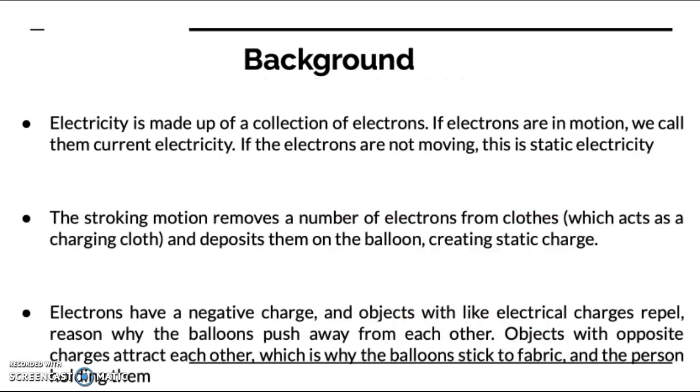Our information: electricity is made up of a collection of electrons. If electrons are in motion, we call them current electricity. If electrons are not moving, this is static electricity. The stroking motion removes electrons from clothes and then deposits them onto the balloon, creating a static charge. Electrons have a negative charge, and in class we learned that objects with like charges tend to repel each other, and objects with opposite charges tend to attract each other, which is why the balloons stick to the fabric and the person holding them.